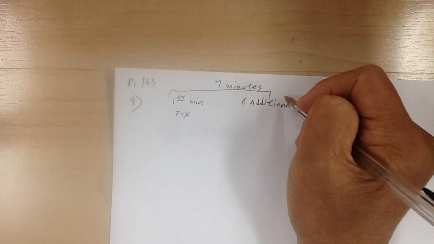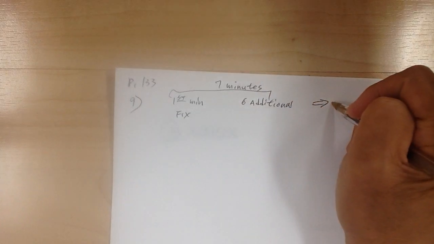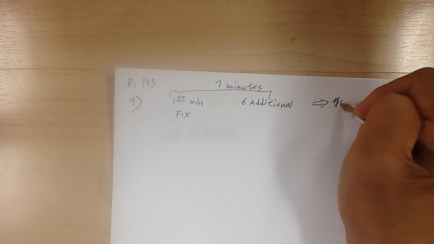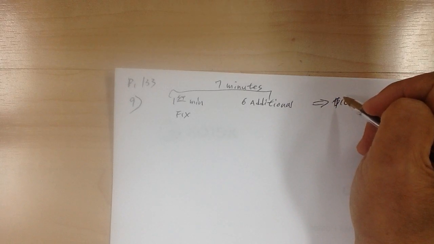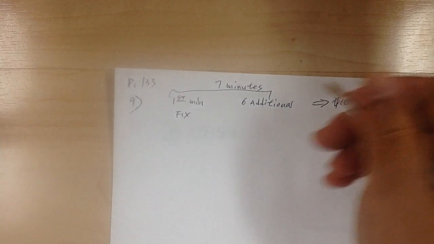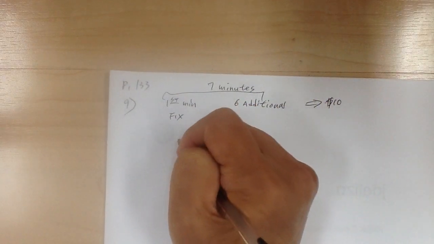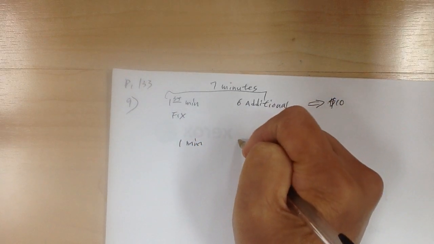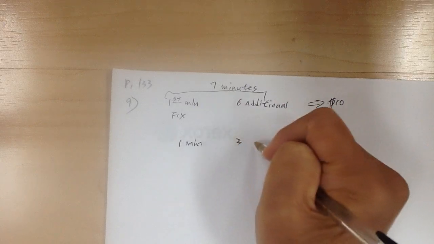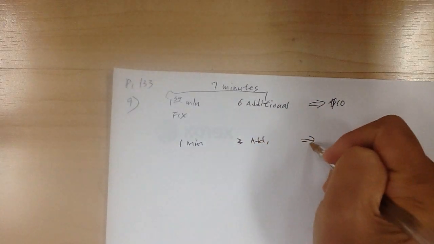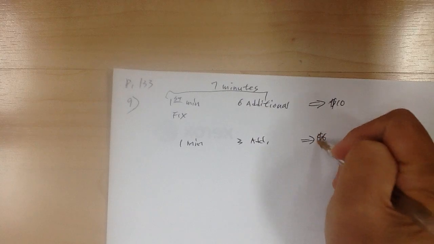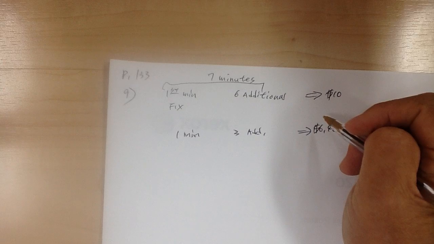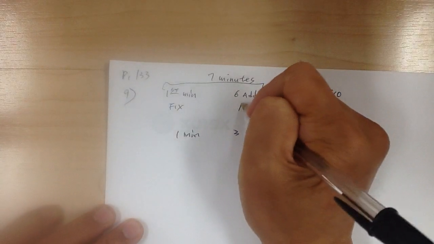If a 7-minute phone call costs $10. And a 4-minute phone call, so 1 minute here and this would be 3 additional minutes, right? And this would give you $6.40. And you're looking for each rate. Okay, so this is additional.